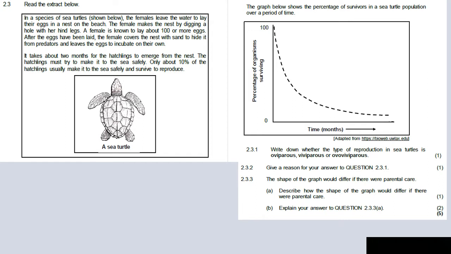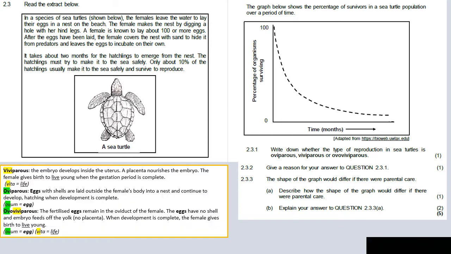It takes about 2 months for the hatchlings to emerge from the nest. The hatchlings must try to make it to the sea safely. Only about 10% of the hatchlings usually make it to the sea safely and survive to reproduce. On the right we have a graph. The graph below represents the percentage of survivors in a sea turtle population over a period of time. Along the bottom on the x-axis we have the time in months, and up on the y-axis we have the percentage of organisms surviving. There's a very sharp decline initially for the first couple of months, and eventually you see roughly 10% surviving.